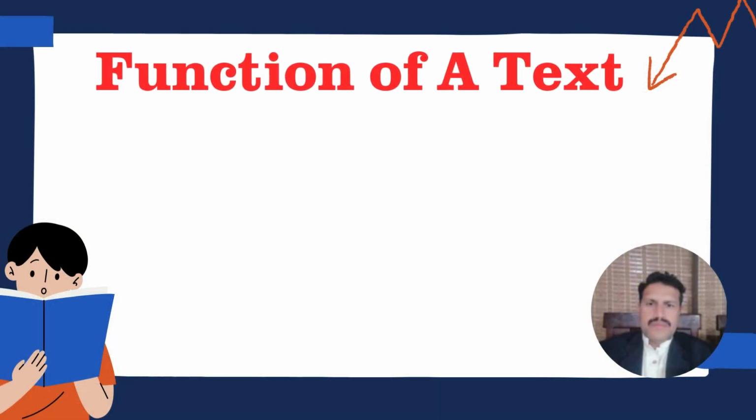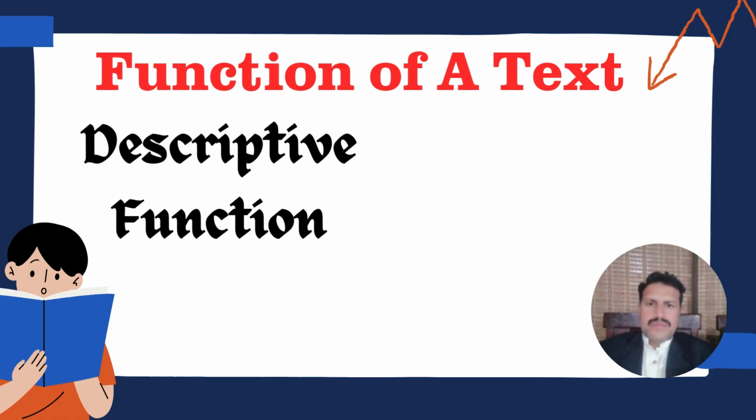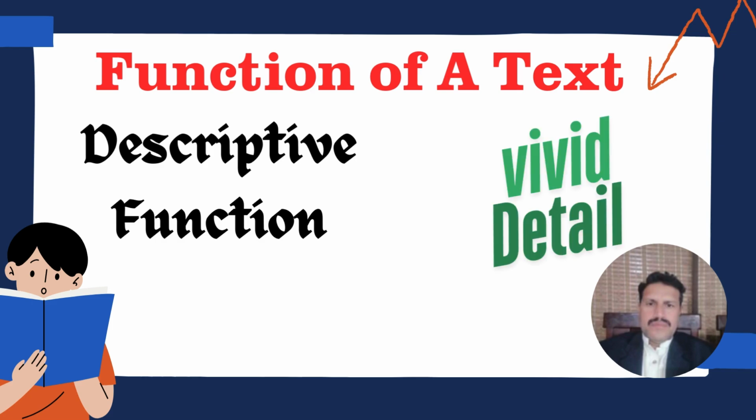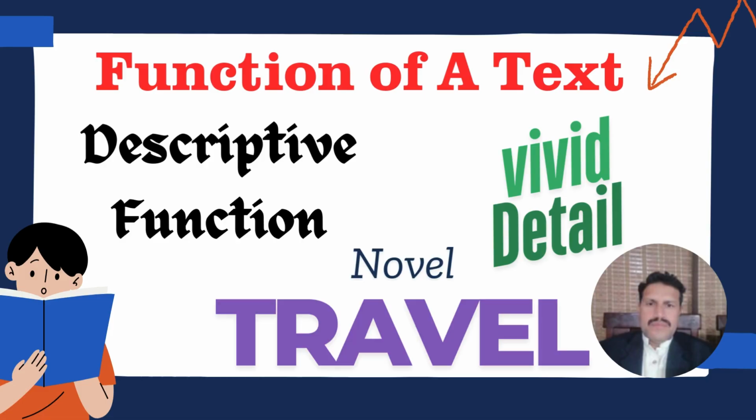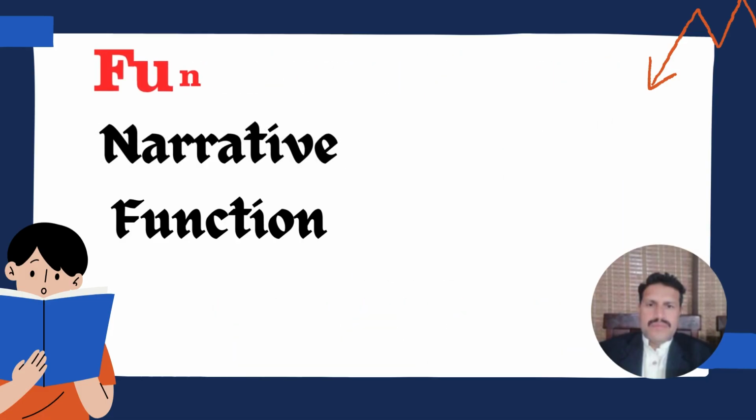Then come the functions of a text. In the functions of a text, the first one is the descriptive function. In the descriptive function, the vivid details of the incidents, the stories, and the different events are described. The examples of these are the novel and the travelogue, in which the travels are described.